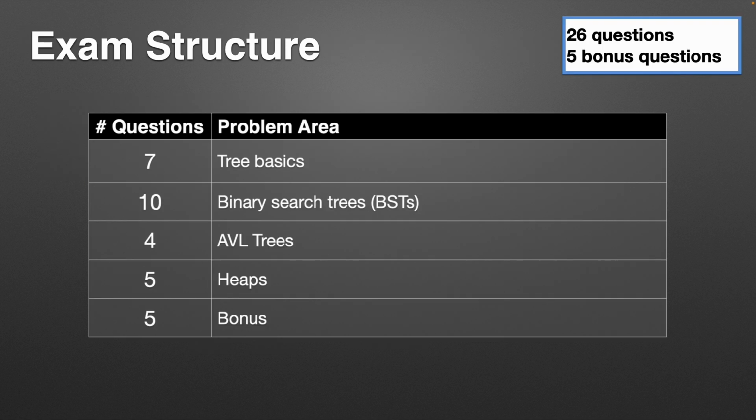So the structure of the exam: we'll have more questions this time, but a lot of them are short questions. There will be 7 questions on tree basics, and these are very basic. Then we'll do 10 on binary search trees, which is the bulk of the exam. About half of them are short, and half you have to do a little bit of tracing through. We'll have 4 on AVL trees, 5 on heaps, and then 5 bonus questions on this exam. So there is an opportunity to earn quite a few extra points on the bonus section.